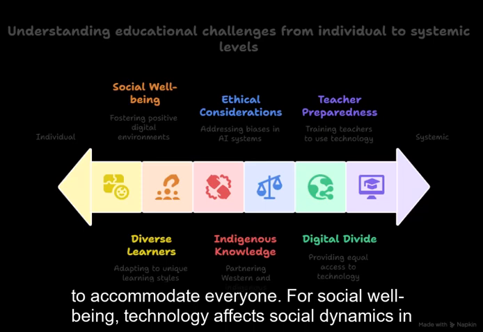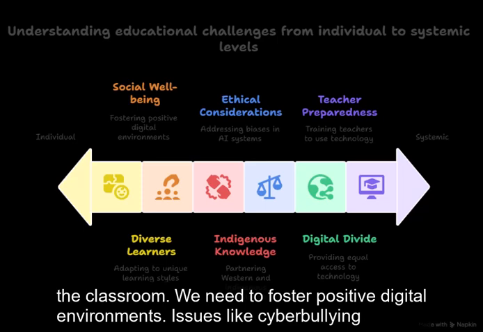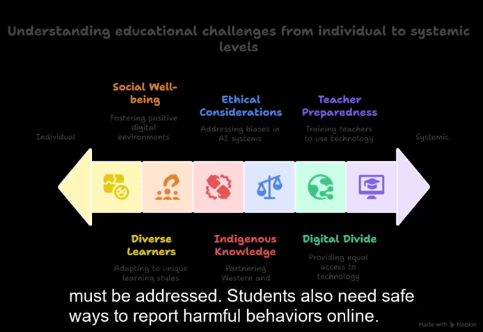4. Social well-being. Technology affects social dynamics in the classroom. We need to foster positive digital environments. Issues like cyberbullying must be addressed. Students also need safe ways to report harmful behaviors online.